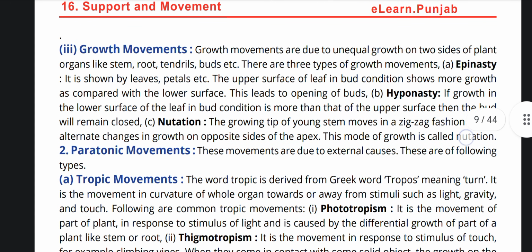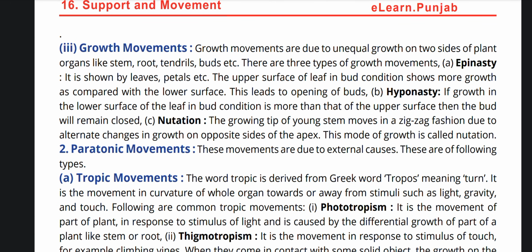Number three, growth movements. Growth movements are due to unequal growth on two sides of the plant organs like stem, root, tendrils, buds, etc. There are three types of growth movements. A. Epinasty. It is shown by leaves, petals, etc. The upper surface of leaf in bud condition shows more growth as compared with the lower surface, and this leads to the opening of buds.